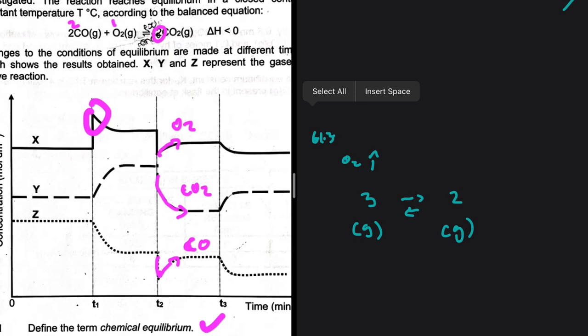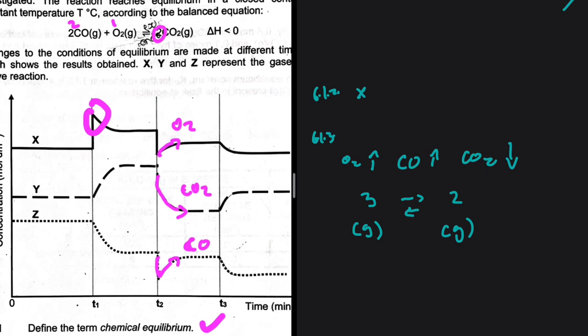How do we know that the pressure was decreased? The pressure was decreased because the concentration of all the reactants went down momentarily, as we can clearly see here. So O2 goes down for a moment, and then it goes up. Carbon monoxide goes down for a moment, and then it goes up, as we can clearly see in the diagram that we're given, right? But CO2 goes down and stays there. So the pressure was decreased here, right?